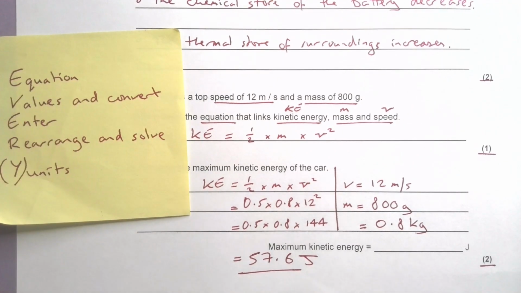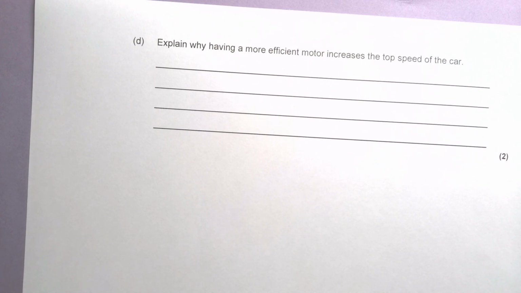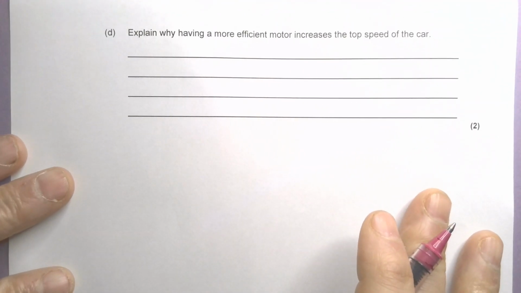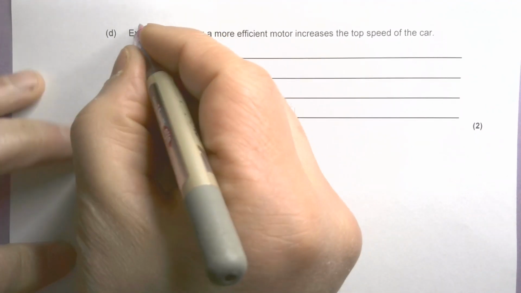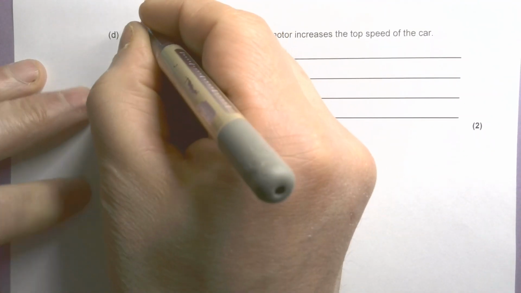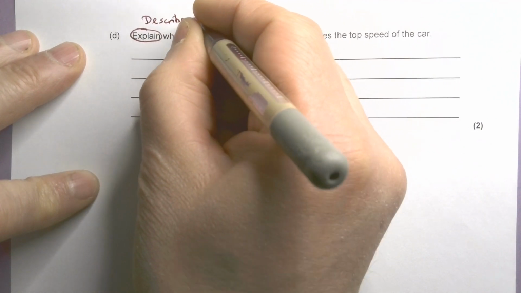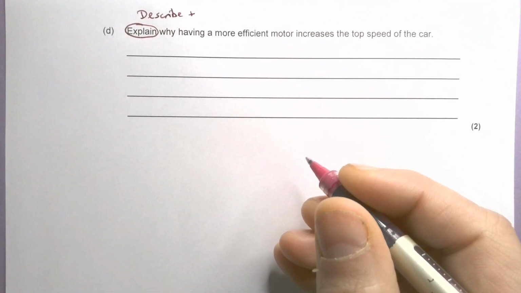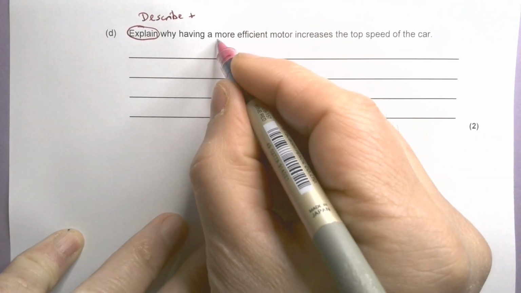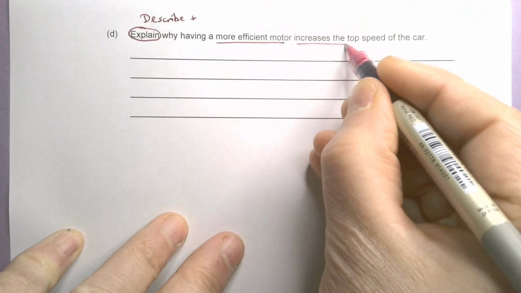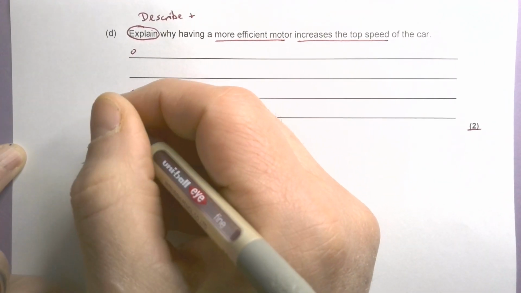Okay, let's have a look at part B. Explain why having a more efficient motor increases the top speed of the car. So it's an explain question, and explain really is just a describe plus. So what do I mean by efficiency here? Why does that matter? It's worth 2 marks.